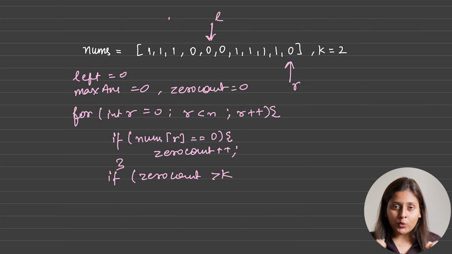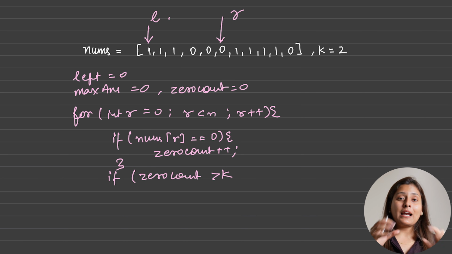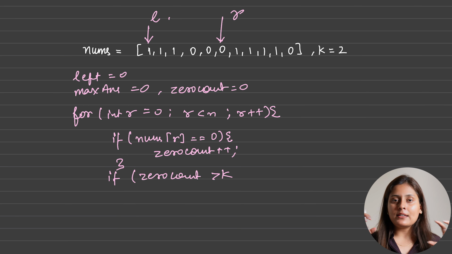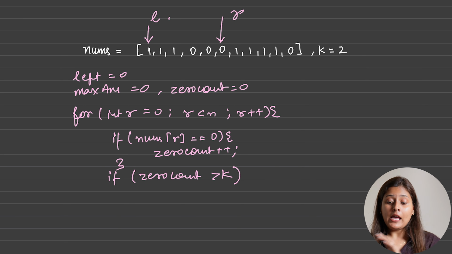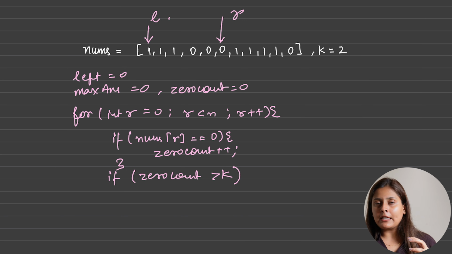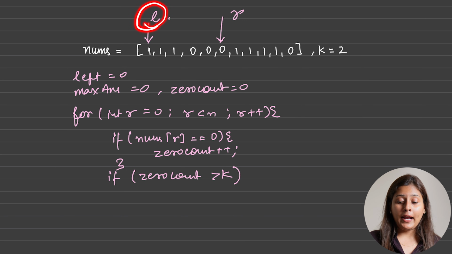So we have to stop here. So this time we were doing the expansion. Why expansion? Because our left pointer was here only and only the right pointer was moving. So that was the expansion phase in the sliding window. And once we hit this zero count greater than k, now we have to start the shrinking phase. Shrinking means now the left pointer will move ahead.